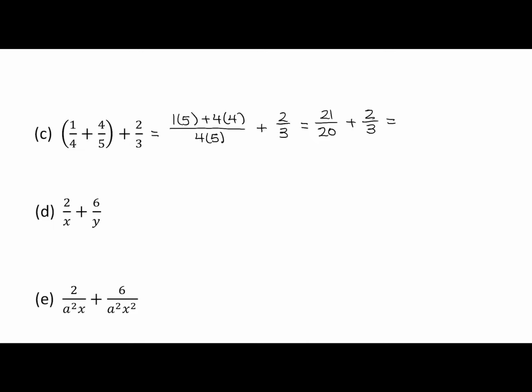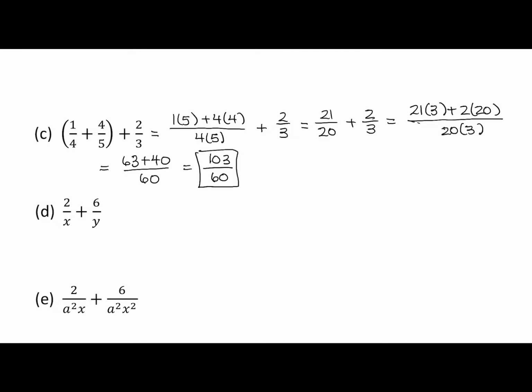And we're just going to repeat the rule. So the rule says I'm going to take 21 times 3 plus 2 times 20 divided by 20 times 3. So what do I get? 63 plus 40 over 60. So 103 divided by 60. We'll just leave it like that.